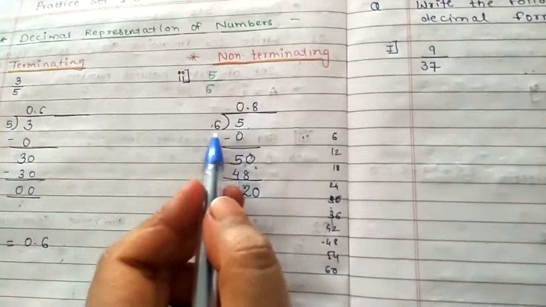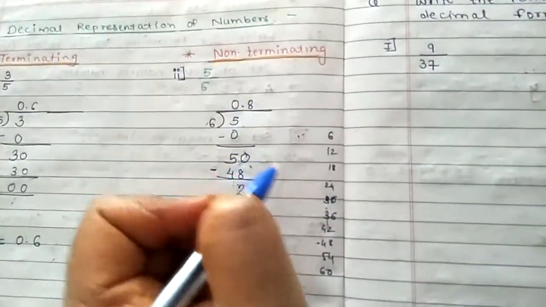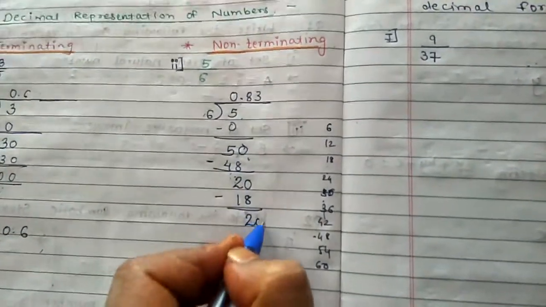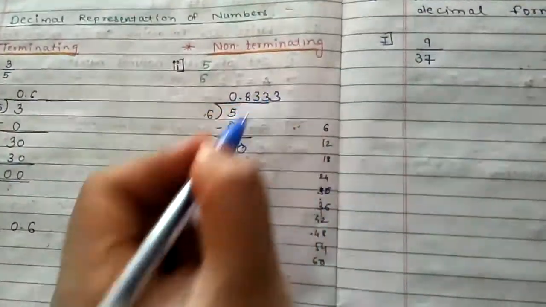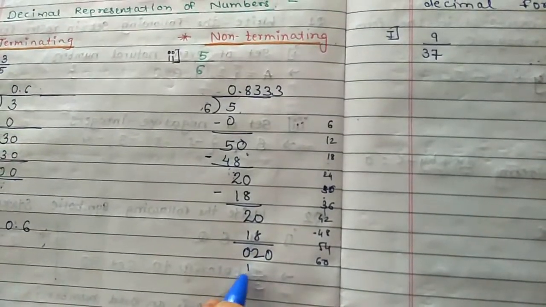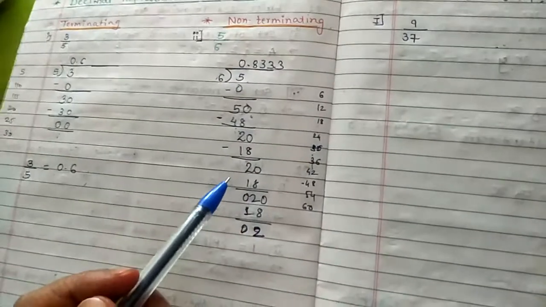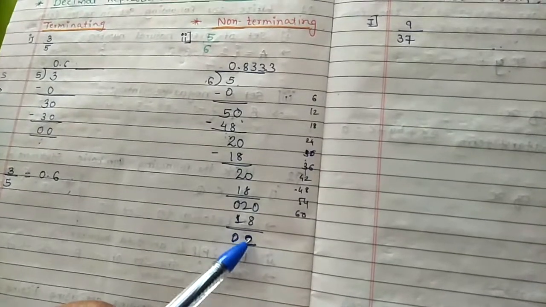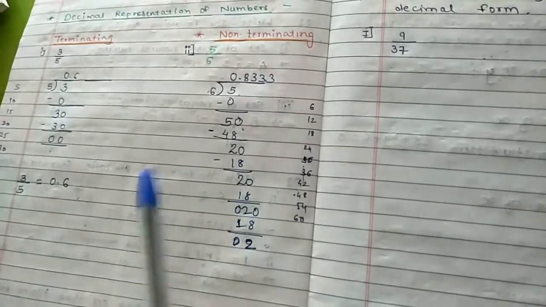Now in the 6 table, when 20 comes, 20 is not there, but 18 is. 6 3s are 18. Again we carry 0, again 6 3s are 18. Again what is remaining? 2. Again 6 3s are 18. Again we are getting 2. If you see this division, every time we are getting the remainder 2. Again suppose we carry 0, again in the quotient place we get 3, because 6 3s are 18.